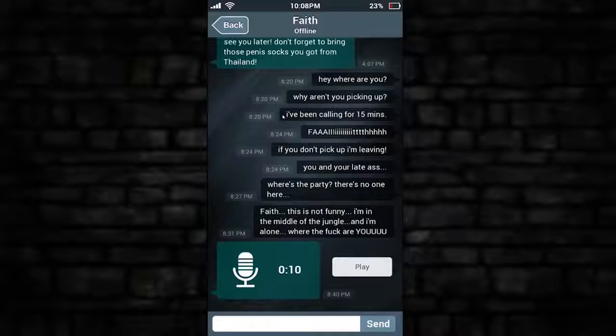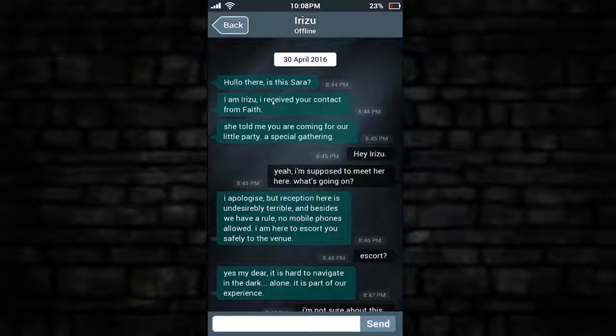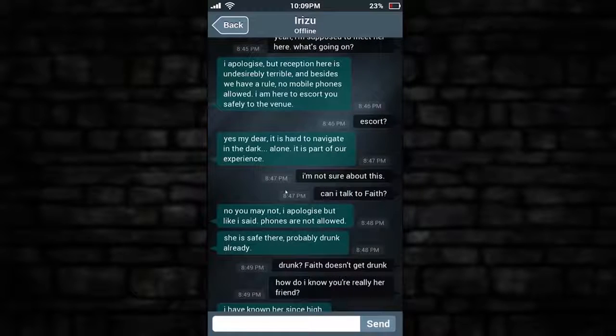At 8:20 p.m. on April 30th, Sara sends messages to Faith asking where she is and why she hasn't been picking up. She's been calling for 15 minutes. Sara continues texting until getting a 10-second audio clip of heavy breathing at 8:40. 4 minutes later, she receives her first message from Irizu, claiming he got the number from Faith. Sara replies to him at 8:45, 8:46, and 8:47, showing how nervous she's feeling about being at this party and talking to a stranger, who, as Sara points out at 8:49, doesn't seem to know Faith very well at all.